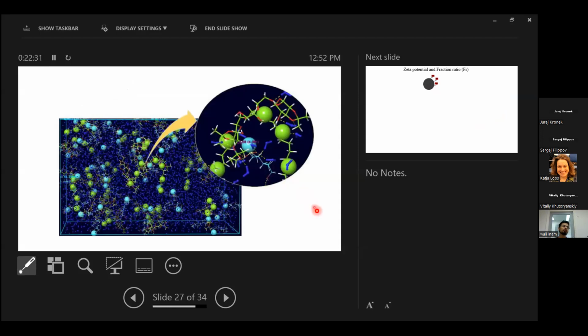Similarly, in the simulation studies we were able to see that the green are the charged groups present on the polymer, and this blue or cyan color represents the buffer. In yellow you can see the interactions which are happening, hydrogen bond interactions via the water molecule.